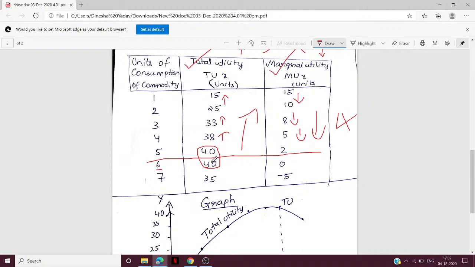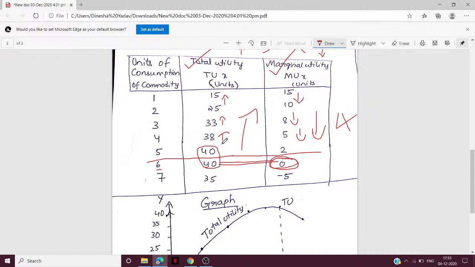See here, in this row, that is total utility, 40 is maximum. So it is the satisfaction level. Total utility satisfaction level, that is 40. When total utility is maximum, marginal utility will be 0. You should remember this statement, the relationship between these two. Hope you are understanding. When total utility is maximum, marginal utility tends to be 0. This is the relationship between both.